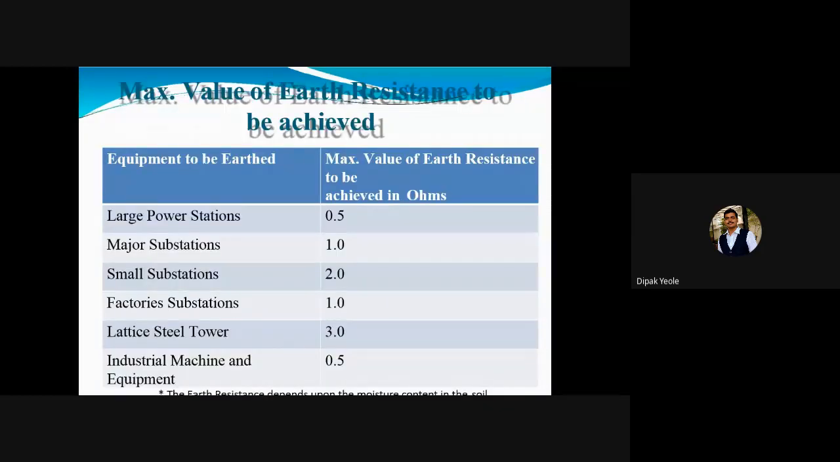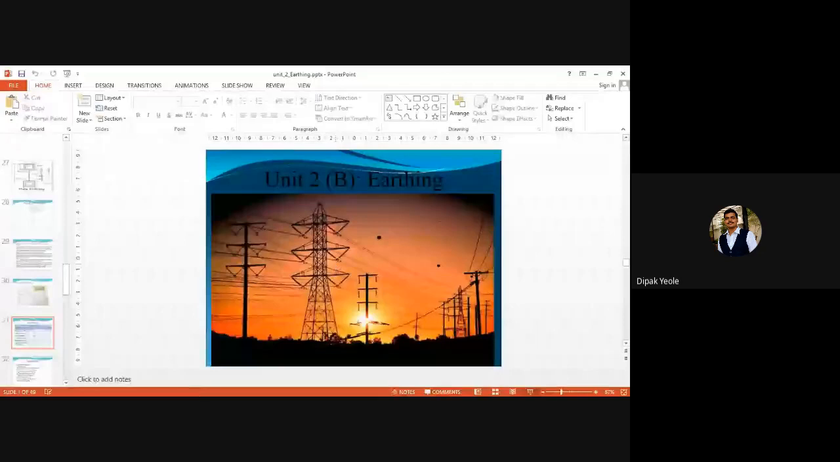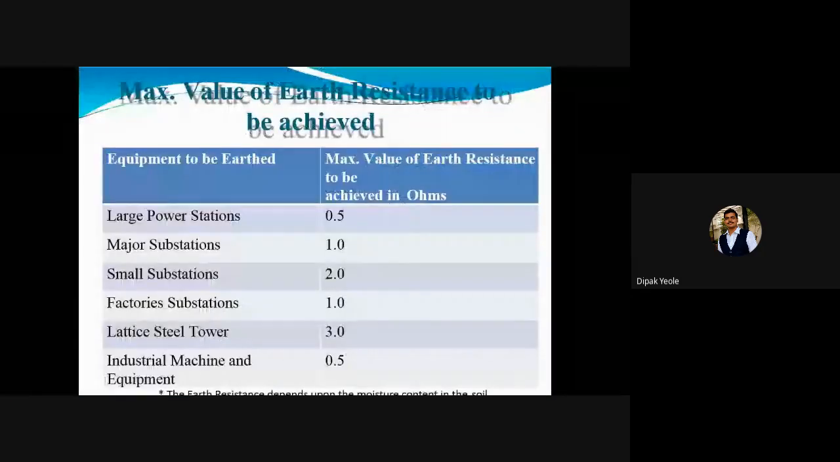This is the maximum value of earth resistance for a large power station. You can take a screenshot of this particular slide, because the question is surely asked. If your exam is online, then a question will surely be asked on a particular value of resistance and particular equipment. In 2 seconds you can take the screenshot, and see it daily so that you can remember it easily.